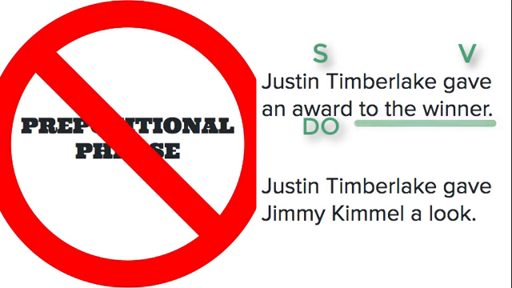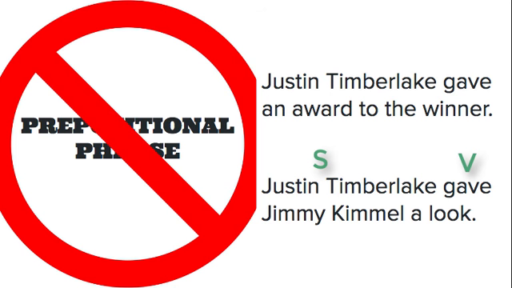Let's look at another example using the exact same subject and verb and see if we get a different result. Justin Timberlake gave Jimmy Kimmel a look. Justin Timberlake is the subject. Gave is the action. Gave what? Look. That's the direct object. To whom did he give it? Jimmy Kimmel. So Jimmy Kimmel is an indirect object here. He's not a part of a prepositional phrase, and he's not following a linking verb.